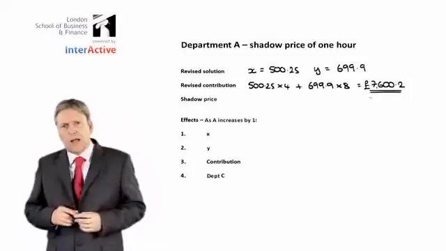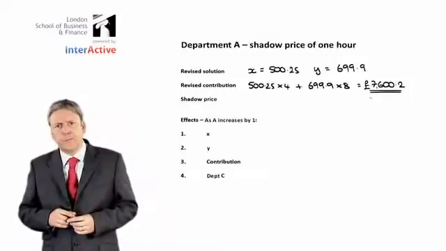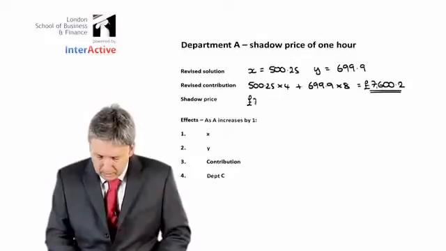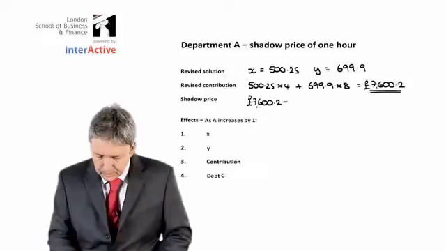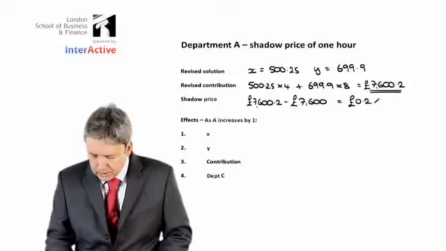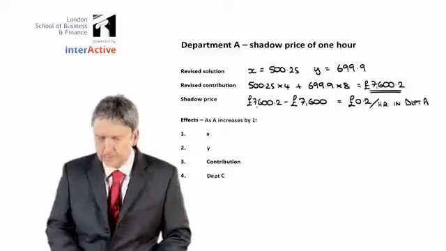Well, okay, once we've got that, what are we able to say? Well, what we're able to say is that with the additional hour, we got 7,600.2. Without the additional hour, we go back to the original solution of 7,600. Therefore, the shadow price is 20 pence per hour in Department A.